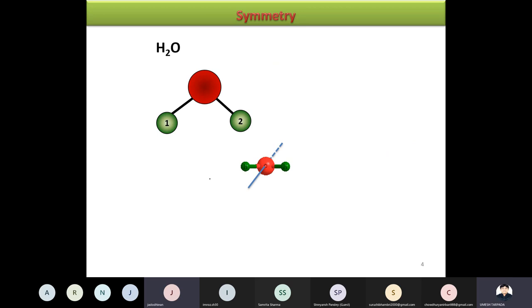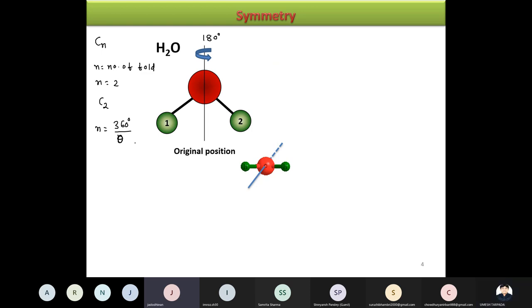So in H2O, if you give rotation about this axis, the 360 circle is divided into two parts. So N is the number of fold. The axis we call CN, where N is called number of fold. That means into how many parts the 360 circle is divided. Here the 360 circle is divided into two parts, so N is equal to 2. Or you can calculate N using this formula: N equals 360 upon angle of rotation, that is theta. Here we have given rotation at angle 180, so you put theta equal to 180, then N is equal to 2. If you put theta equal to 120, then what is the value of N?